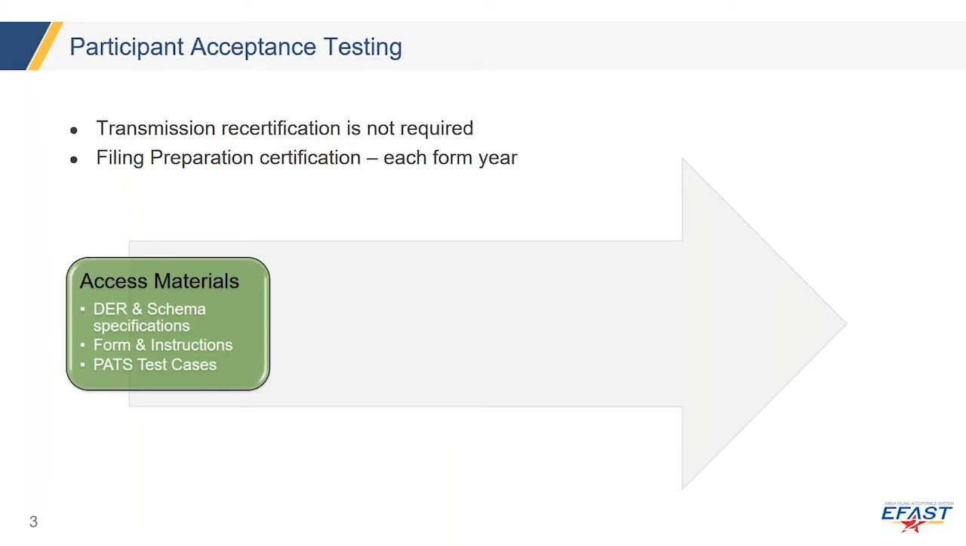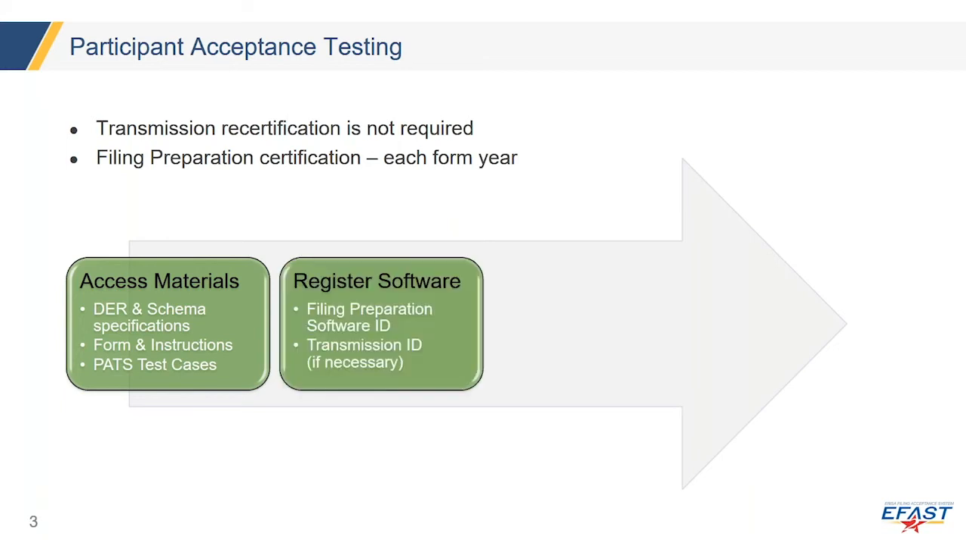Here's kind of an overview of the basic steps. First, you would log in to the EFAST website and access materials that you will use to develop your software. After accessing the materials, you would register the company if you're a new company, or the product, to obtain software IDs.